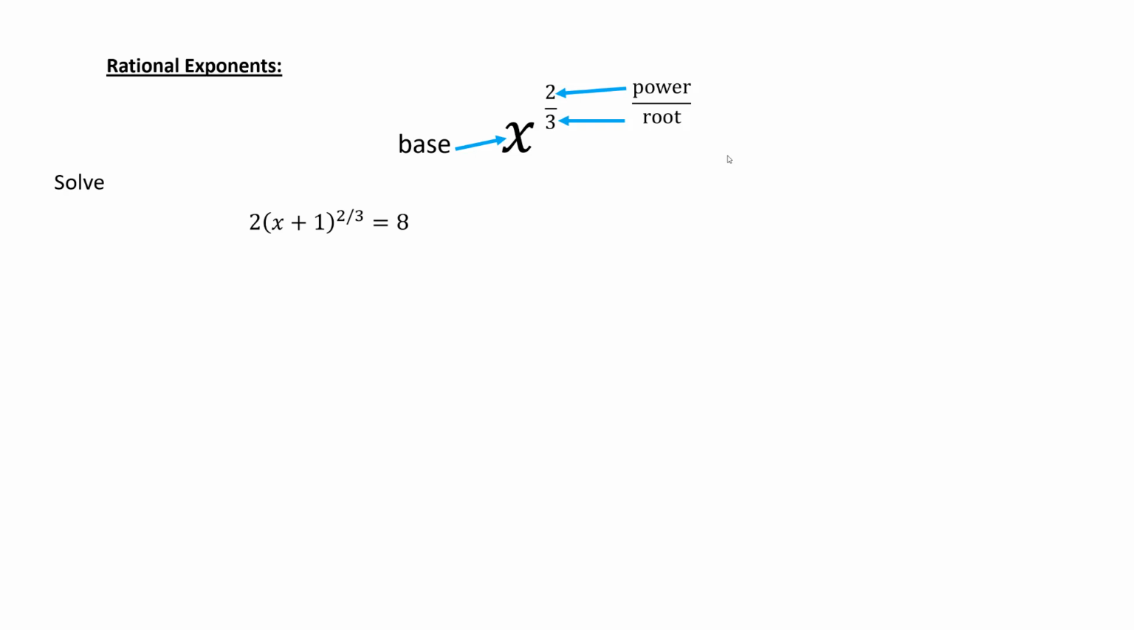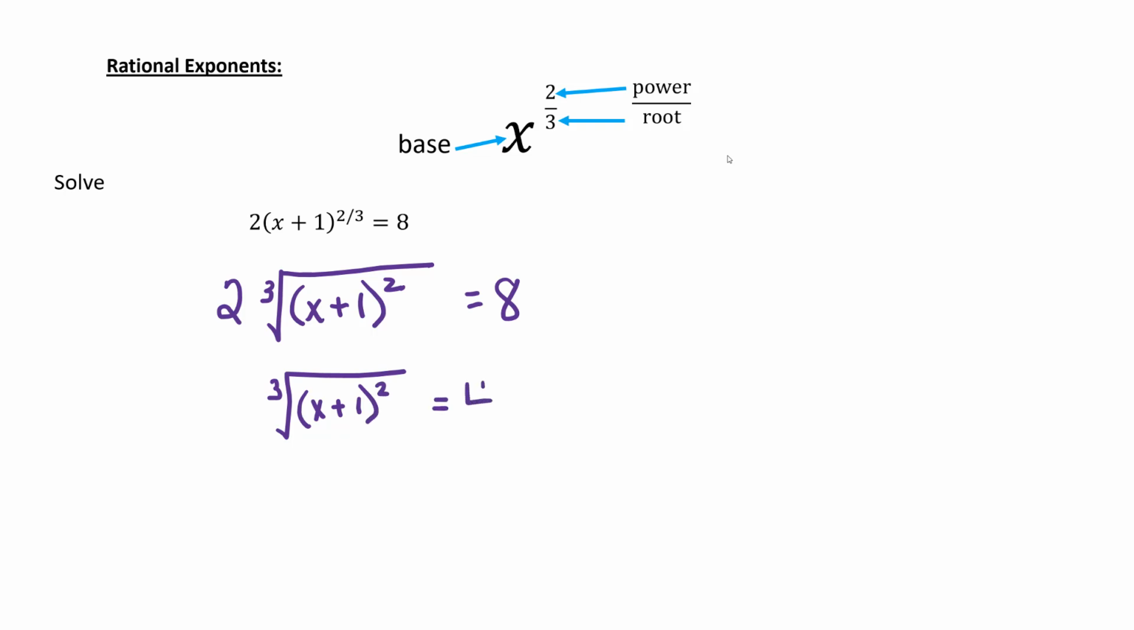So the first thing you want to do is take that fractional exponent and write it as a power and a root. So this is 2 times the cube root of x plus 1 quantity squared. And that's supposed to equal 8. All right. So you want to isolate the radical by dividing both sides by 2. So you'll have the cube root of x plus 1 quantity squared equals 4. And then you will cube both sides. So raising both sides to the third power, that makes the radical go away, and then you have 4 cubed. So we've got x plus 1 quantity squared is equal to 64.